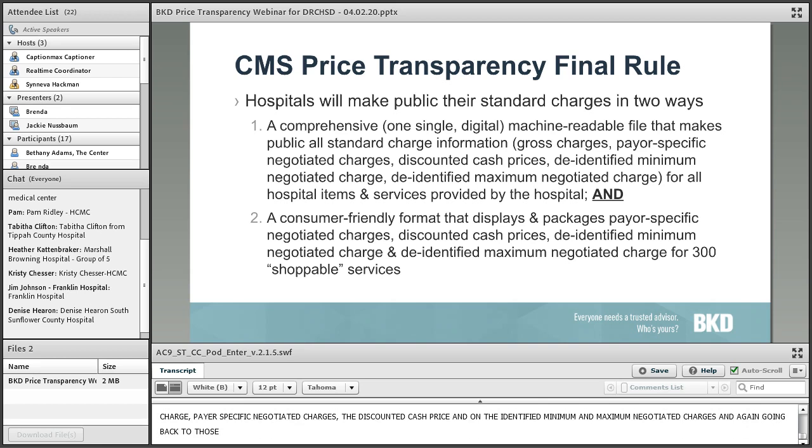Again, the gross charge, the payer-specific negotiated charges, the discounted cash price, and then the de-identified minimum and maximum negotiated charges. And again, going back to those definitions, this file would include those types of charges for all the items and services that are provided by the hospital.